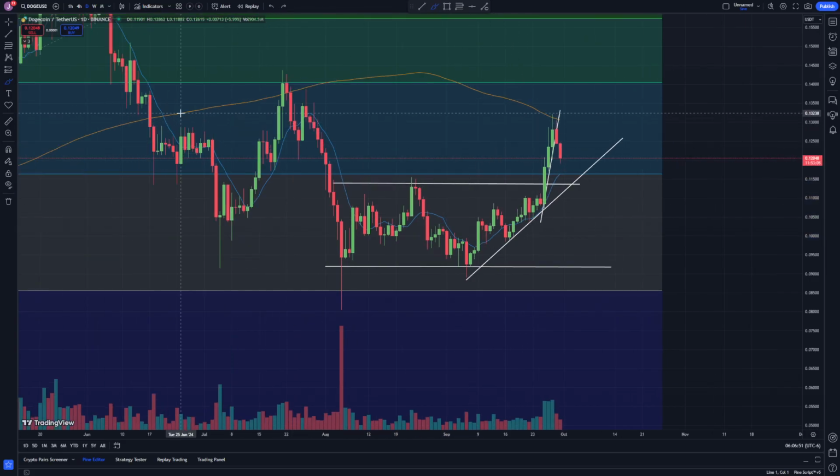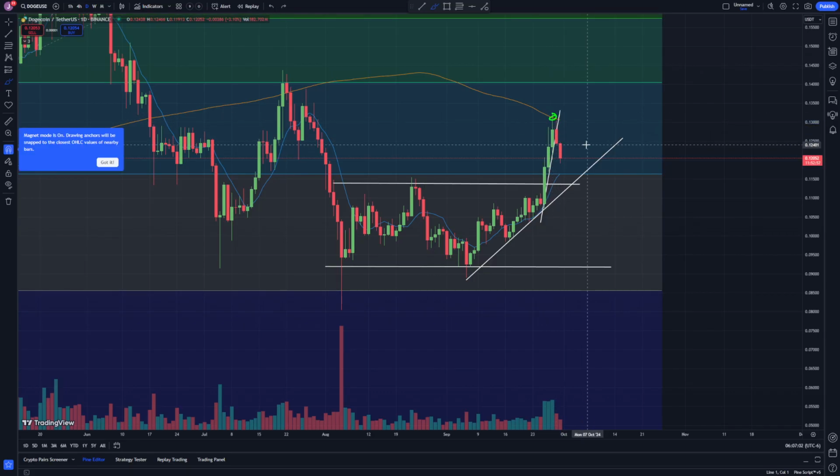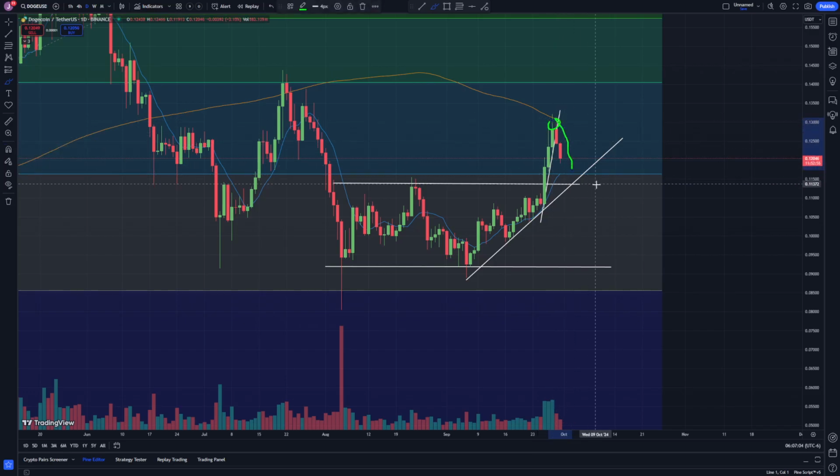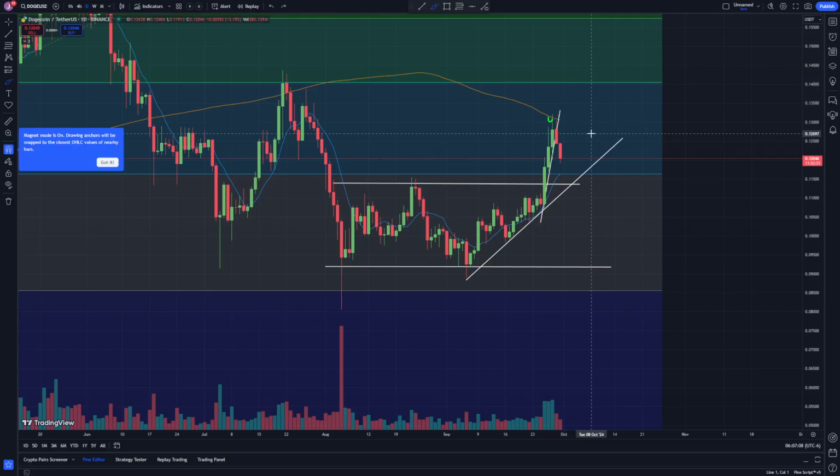But I talked about this on my last video, that 180 moving average, this orange line right here. We came into contact with that twice. We came up and touched it twice and got rejected on it on the daily twice. And that's where we started to head down. That's what I was kind of wondering: are we going to be able to break through that 180 moving average, or are we going to get rejected on it? And it looks like we had some trouble.